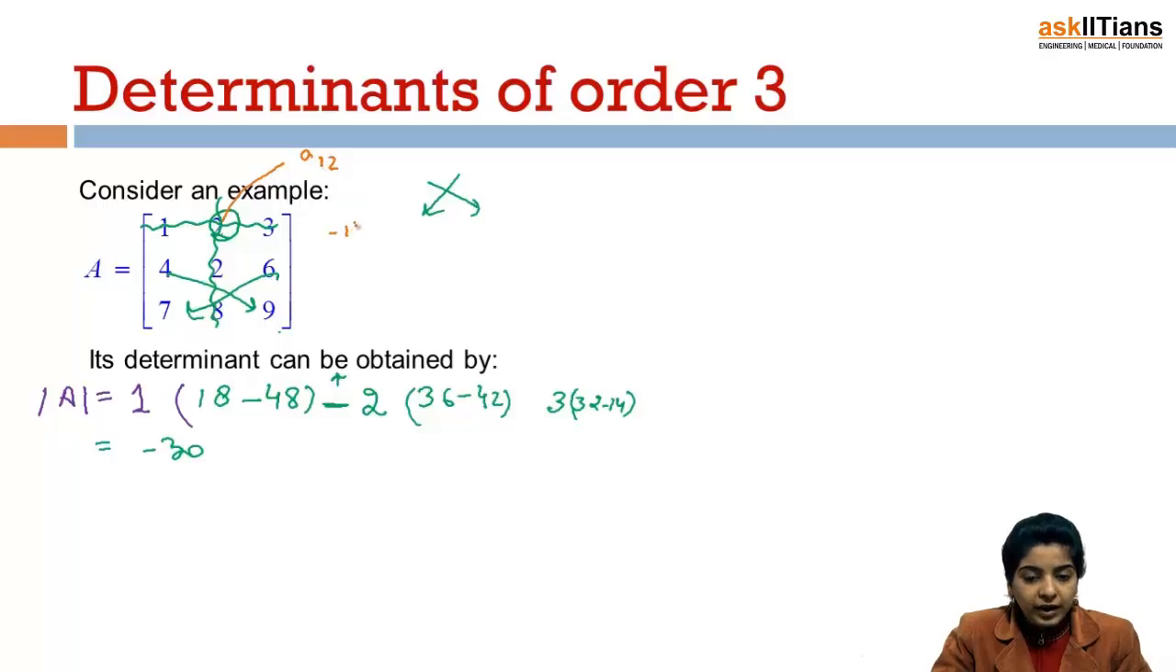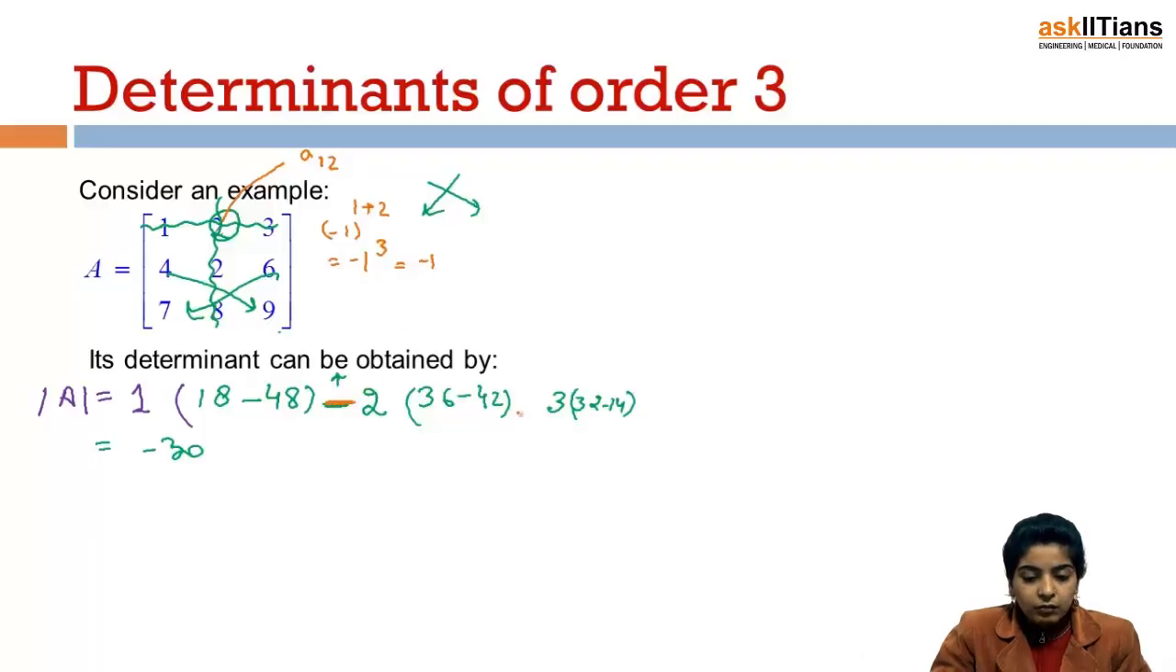What you will do is minus 1 raised to the power 1 plus 2. Just raise minus 1 to the power row plus column. So this gives me minus 1 raised to 3, which is minus 1. So here we'll get a negative sign.